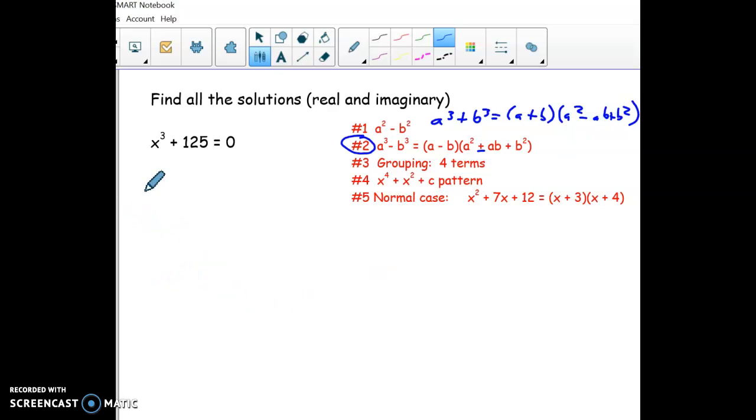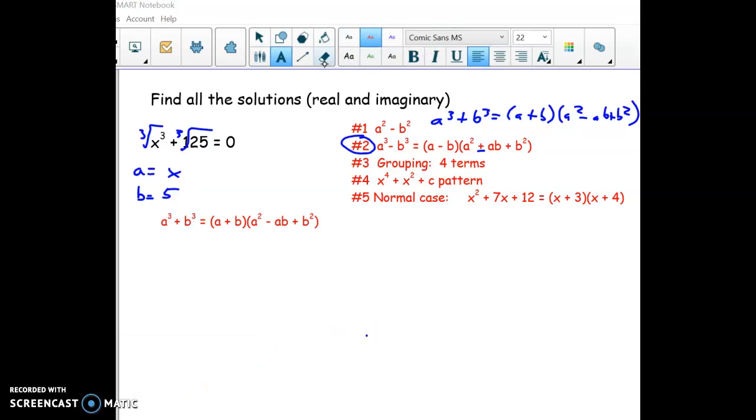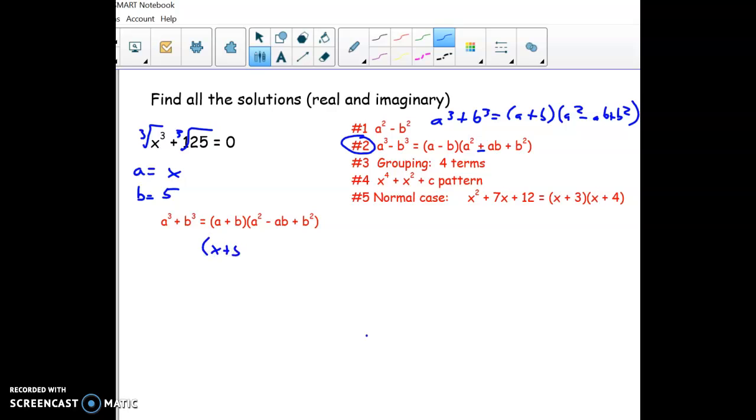But at any rate, A and B, at least originally, come from cube rooting these parts. So if I cube root this and cube root this, A is just going to be x and B is just going to be 5. Okay, so now I'm going to use my pattern and I'm going to type it out here for you quick. Okay, so now that I know A and B, I'm going to put it in my pattern. So A plus B would be x plus 5. And then a squared would be x squared, ab would be 5x, 5 times x, and b squared would be 5 squared, 25.